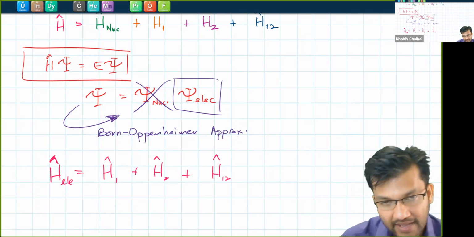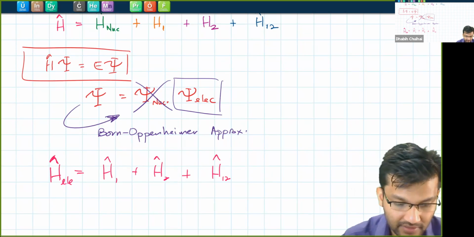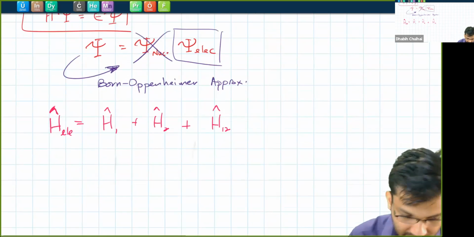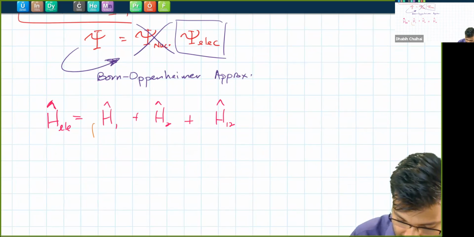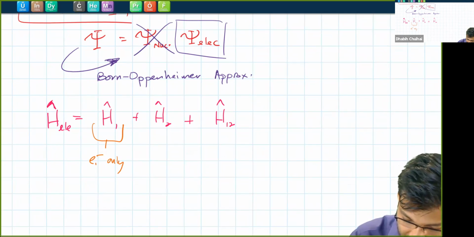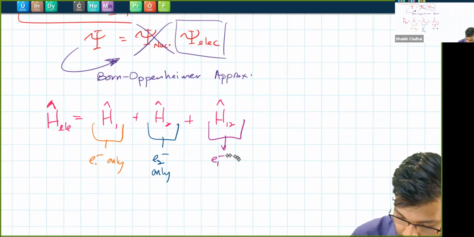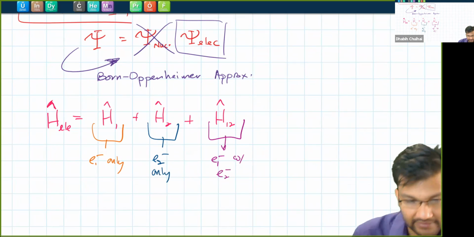That's the Born-Oppenheimer approximation, and it will just make our life simpler because it got rid of the entire nuclear part. So this is electron 1 only. This here was electron 2 only. And this here was electron 1 with electron 2 interacting.